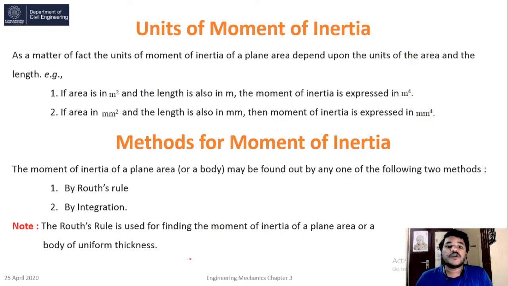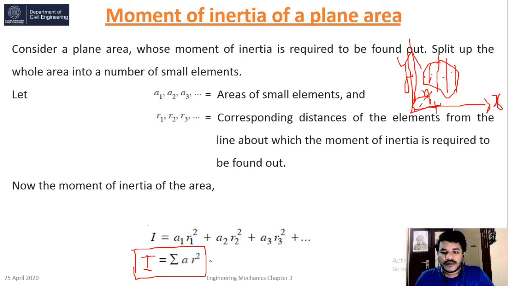Okay, what is the unit of the moment of inertia? So you can see this formula. What is the unit of area? It may be meter square or mm square, right? And what is r? This is the distance, r equal to meter or mm, so it is in square, r square. So meter square plus meter square plus meter square, you will get meter power 4. So this is the unit of the moment of inertia.